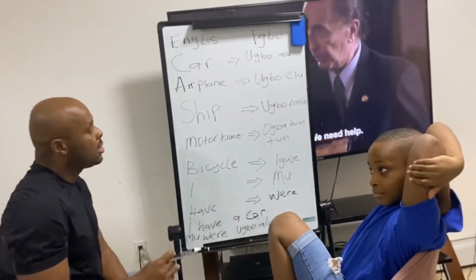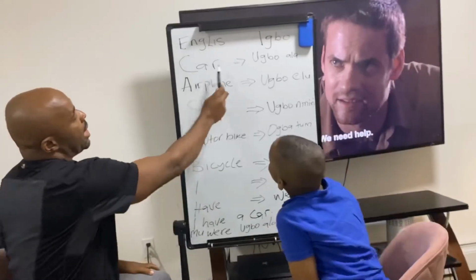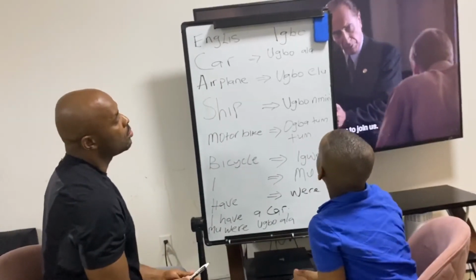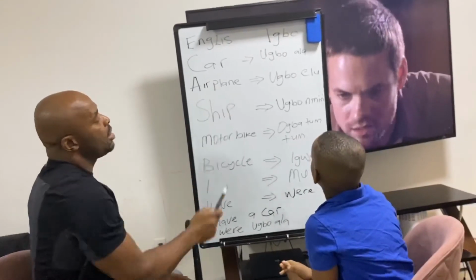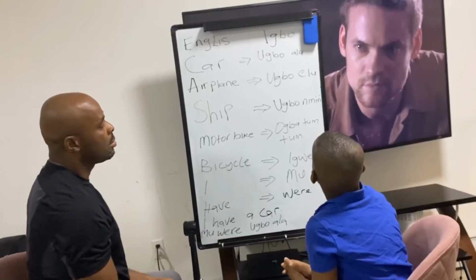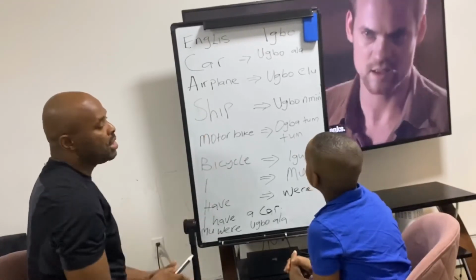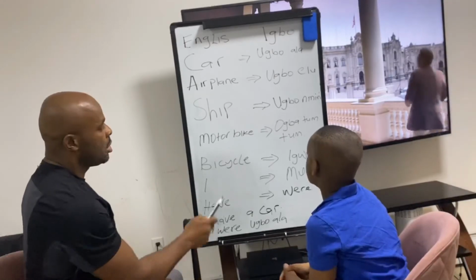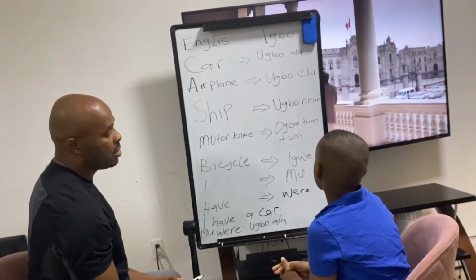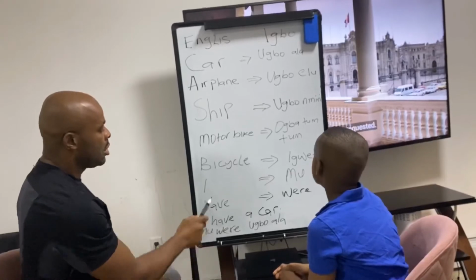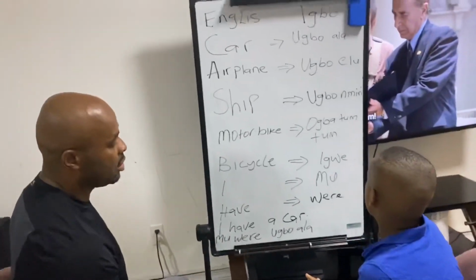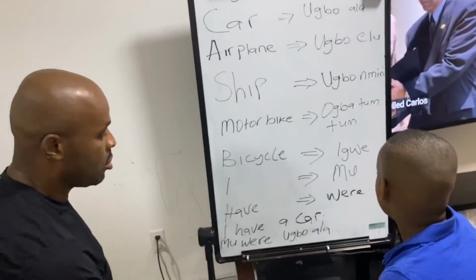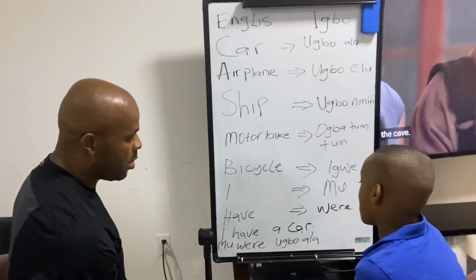So Richie, let's just run through the board. Car means what in Igbo? Obo ala. Airplane means what? Obo elu. Ship means what? Obo miri. Motorbike means what? Oba tum tum. Bicycle means what? Igwe. I have means what? Mo were.